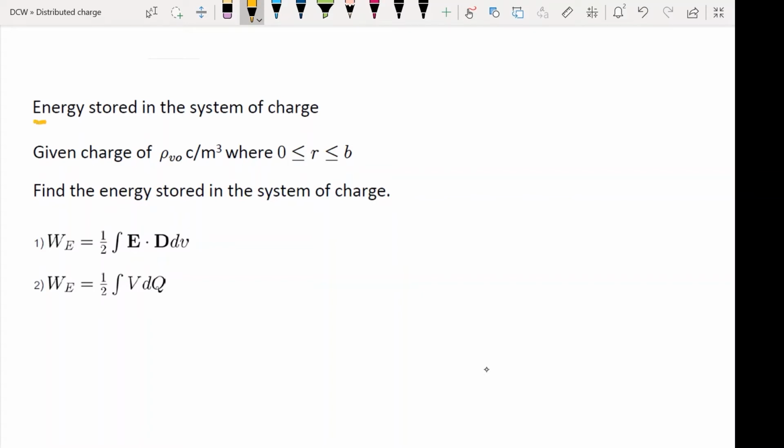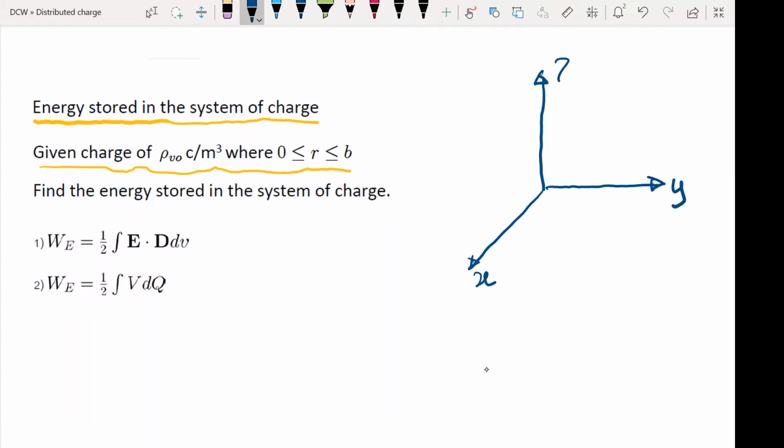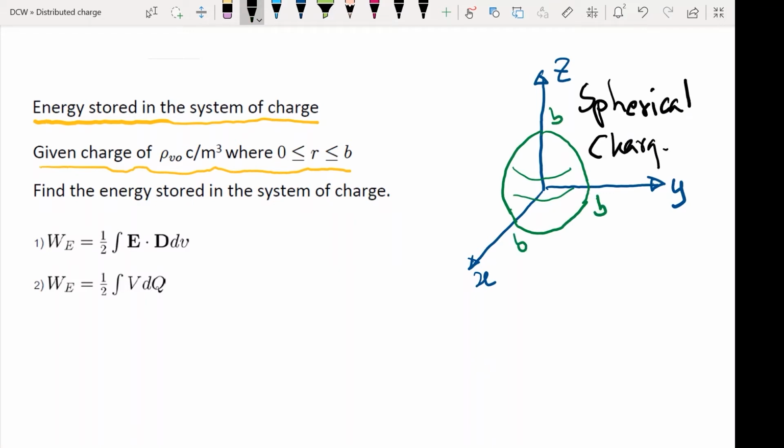Energy stored in the system of charge. Given a charge of constant ρ_v0 coulomb per cubic meter, where R is between 0 and B meter. The problem is a spherical charge with radius of B meter. The charge density is constant. It means that the charge is distributed uniformly in the sphere. Find the energy stored in the system of charge.